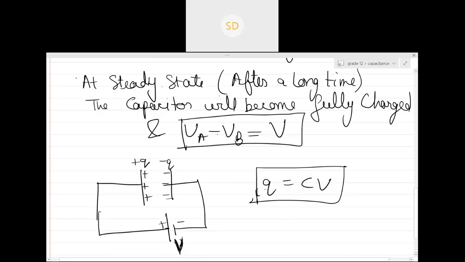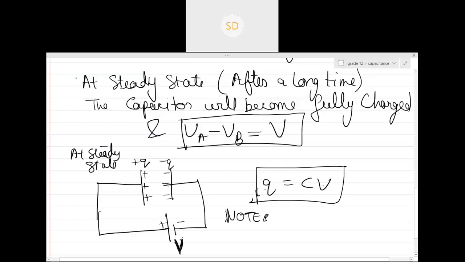Actually, it is always VA minus VB, the potential difference across its plates. But because at steady state, VA minus VB becomes equal to the voltage across the battery, hence Q equals CV. Please note, this one is only for a single isolated capacitor. We'll see what exactly happens in the combination.